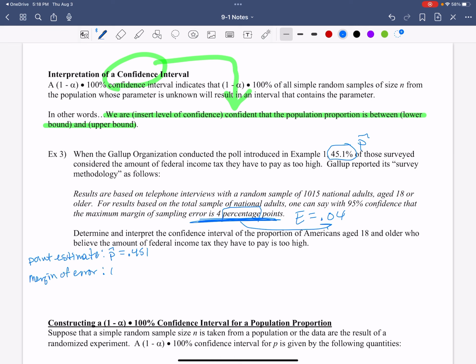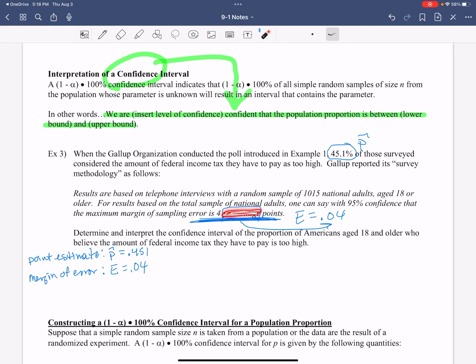And what did we determine our margin of error to be? 0.04. Yes, if it had just said 4 points, then it would just be straight up 4. But the fact that it uses the word percentage, that's why you have to change it to a decimal. Sometimes it just says 4 points. We'll see some examples like that. And sometimes it says percentage. So just make sure you're paying attention to the wording. All right. So our confidence interval here is going to be p hat plus or minus the margin of error.